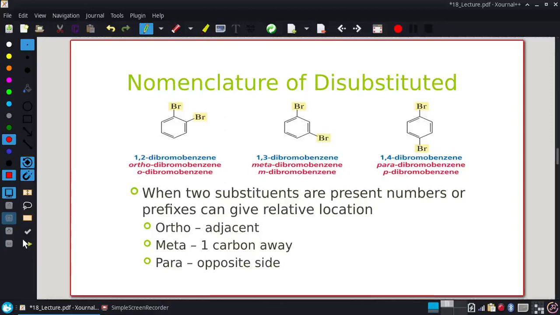Now, weird thing is, your book shows these in red, but technically speaking, those are IUPAC approved. They're just a little bit less common now than they used to be. The numbers are far more common now.